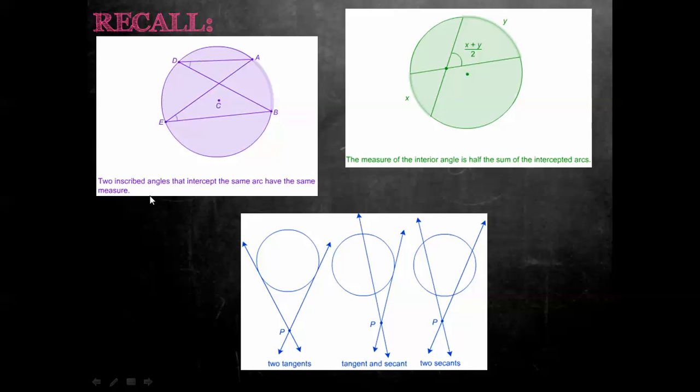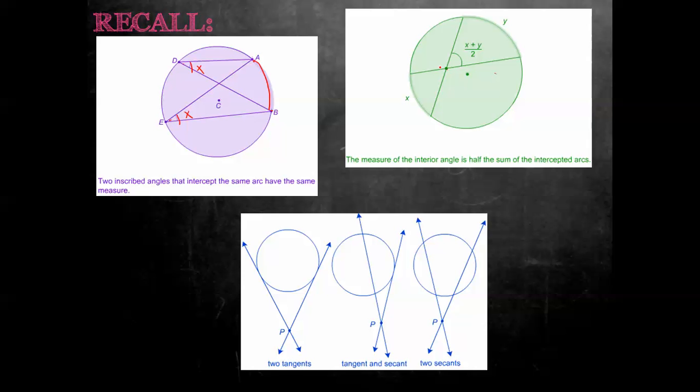When we have two inscribed angles that intercept the same arc, they have the same measure. For example, up here in this circle, notice that angle ADB's intercepted arc is AB, and angle AEB also has that same intercepted arc. So we know that this angle and this angle are going to be equal to each other because they have the same intercepted arc.